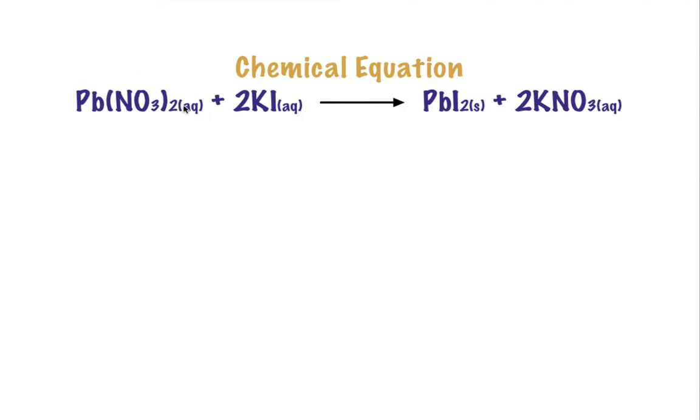So here you'll notice that I have lead nitrate, aqueous, potassium iodide, aqueous, and then I have my products here with the lead(II) iodide, solid, and potassium nitrate as an aqueous solution. So I have all the details. This is also called a molecular equation, but there's a problem with this equation.